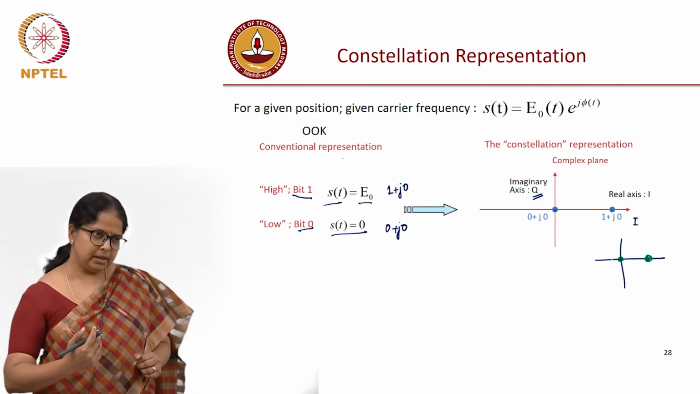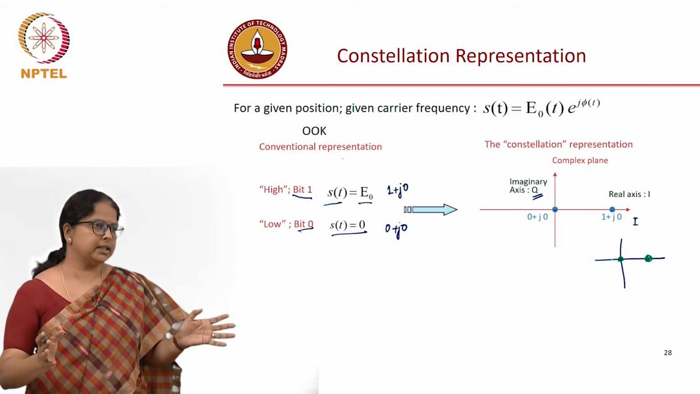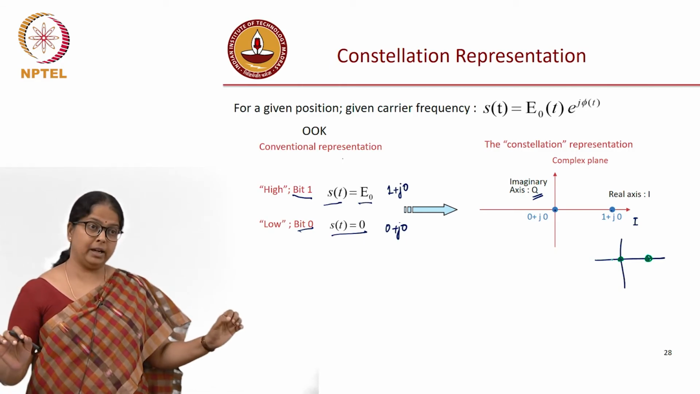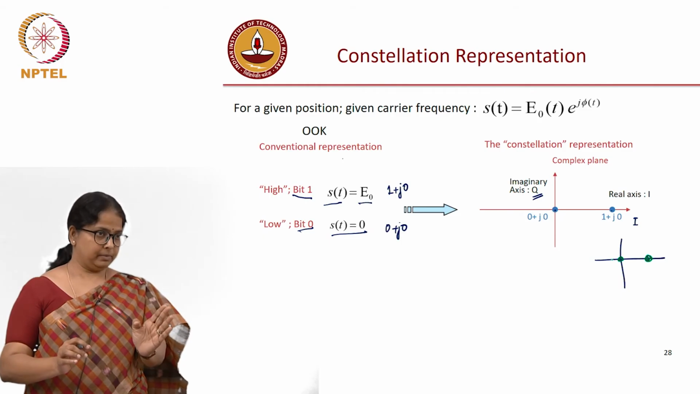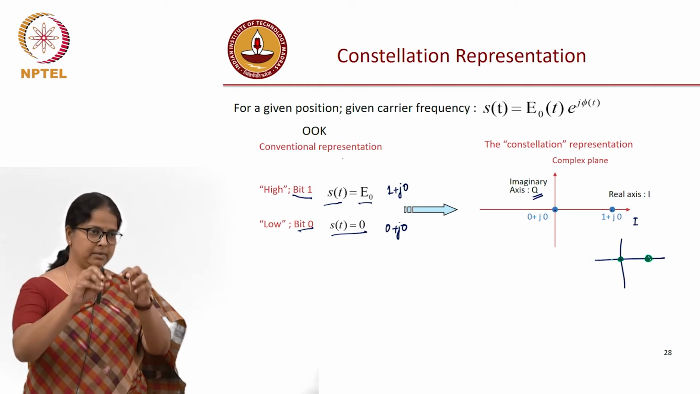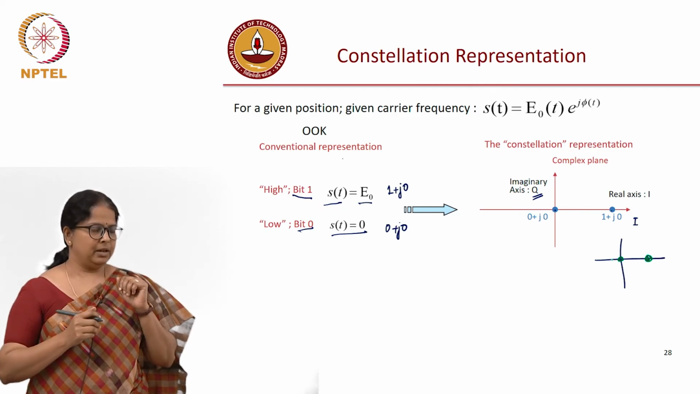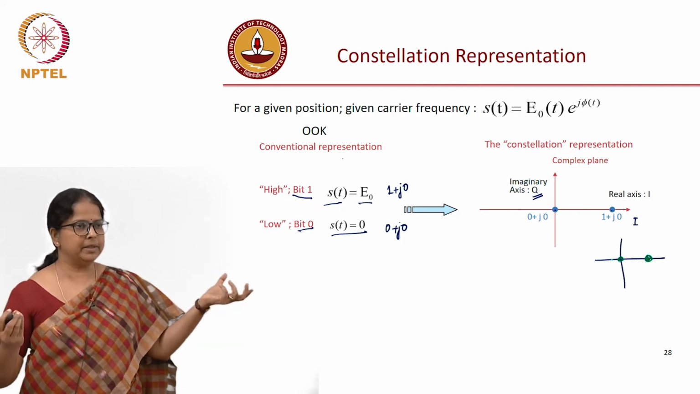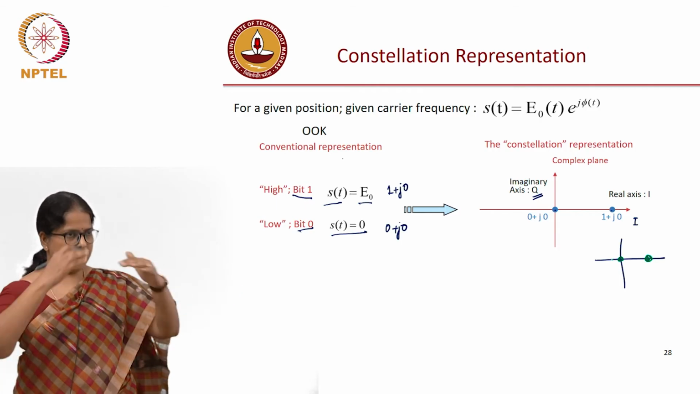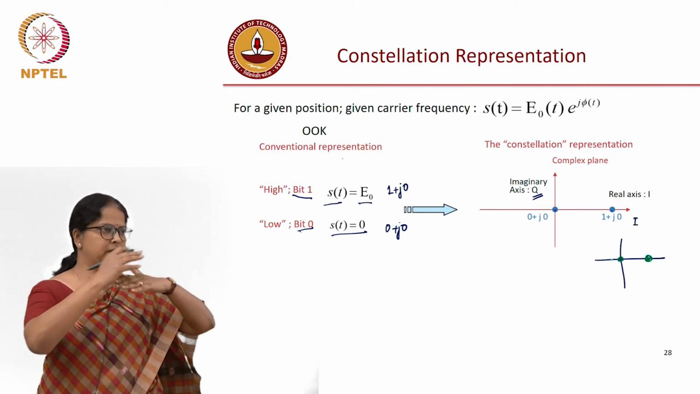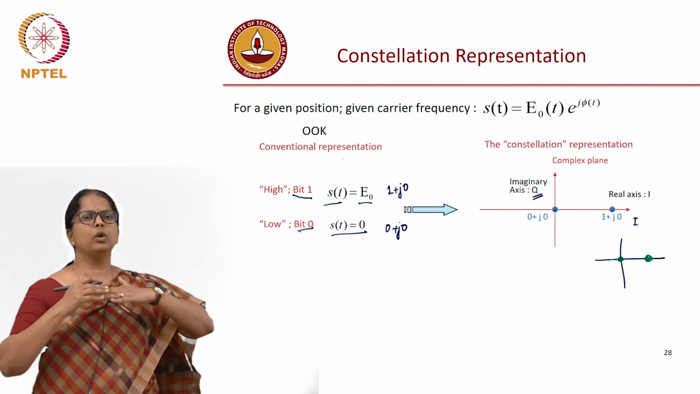Because every time you receive a bit, if it is an ideal channel, everything is very ideal, I will always get the same amplitude. But if I have noise in the system, the constellation will start spreading. If there is too much noise in the system, what happens? My one level, let us say in your digital logic, one level represents what voltage?